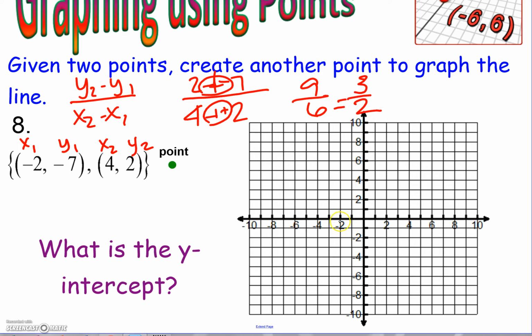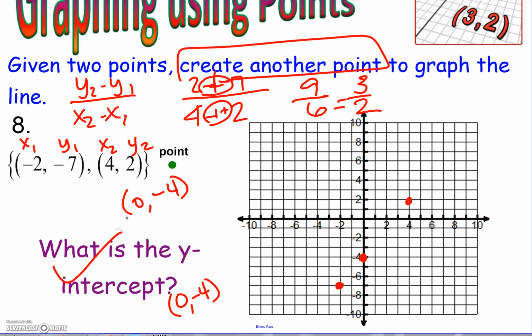So -2, -7 is 1 point. 4, 2 is another point. And it wants us to figure out the y-intercept, so we can figure that out using the slope. I'm going to go up 3 and over 2. Now we have our y-intercept, so our y-intercept is 0, -4. So we created another point, and we figured out the y-intercept. Connect your lines.